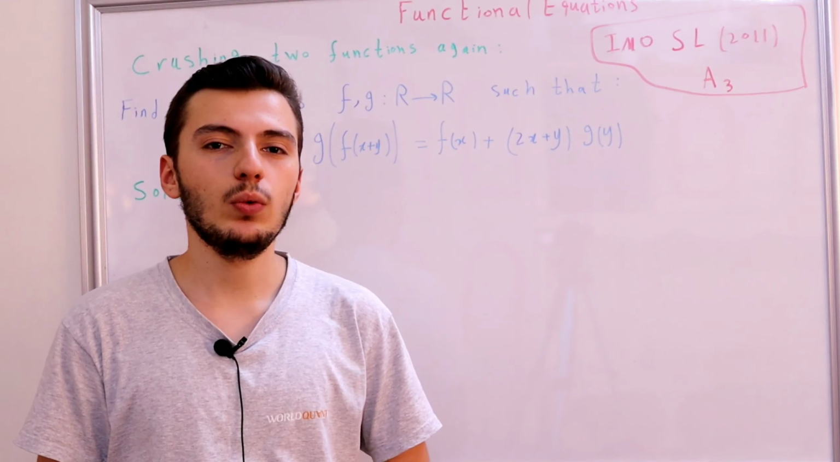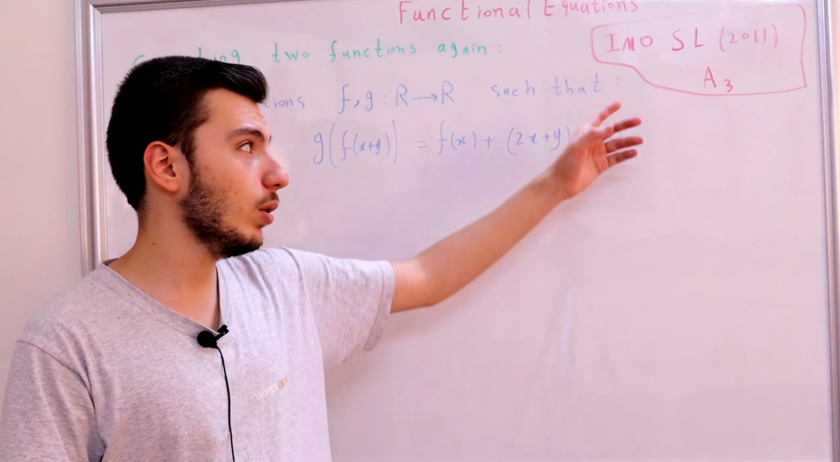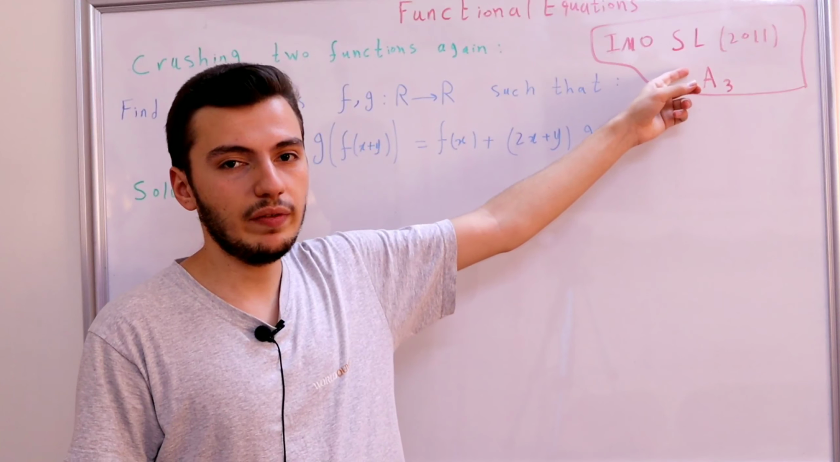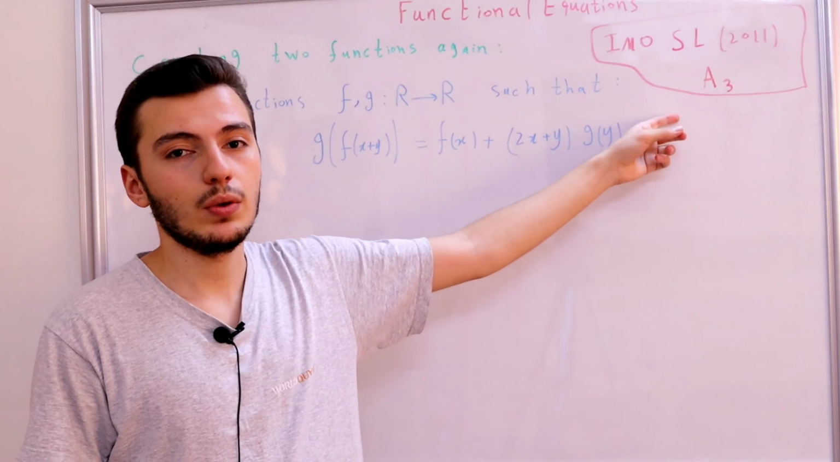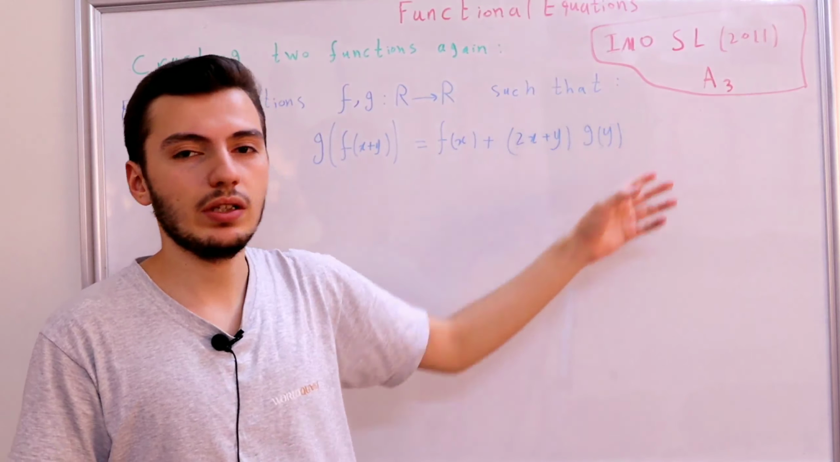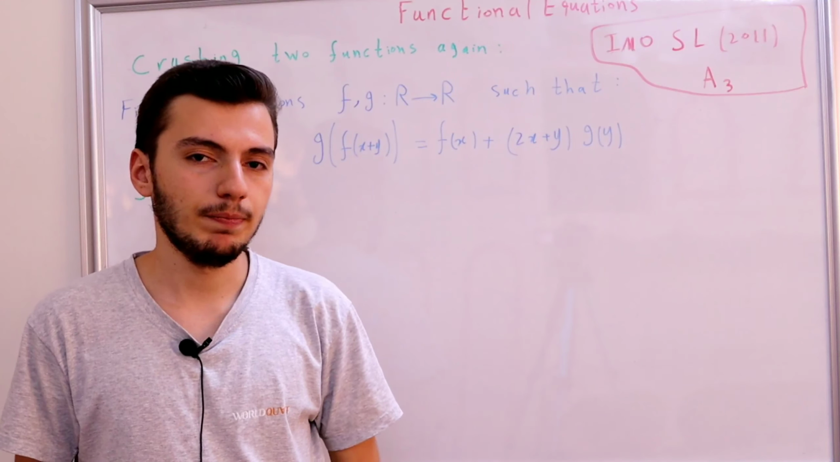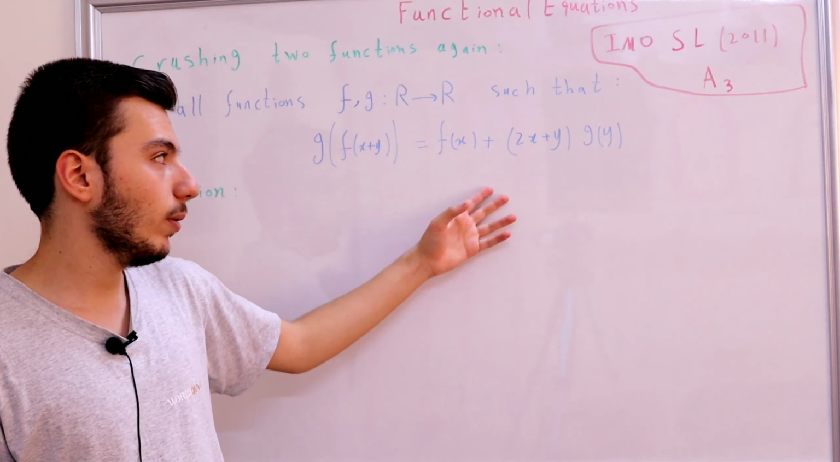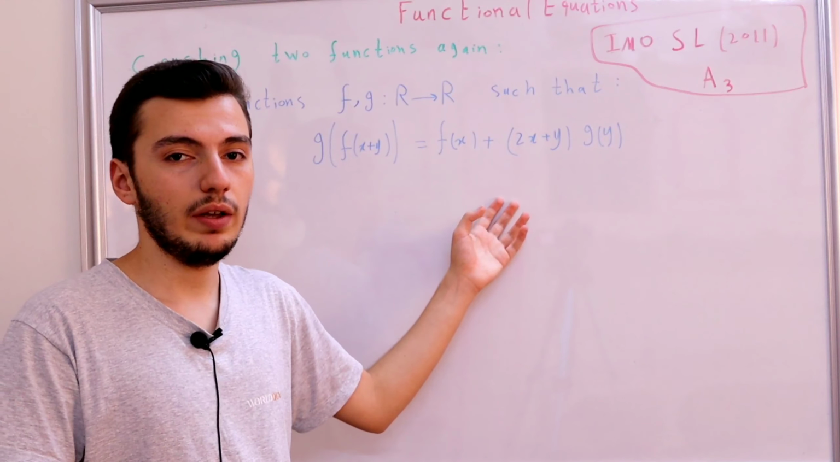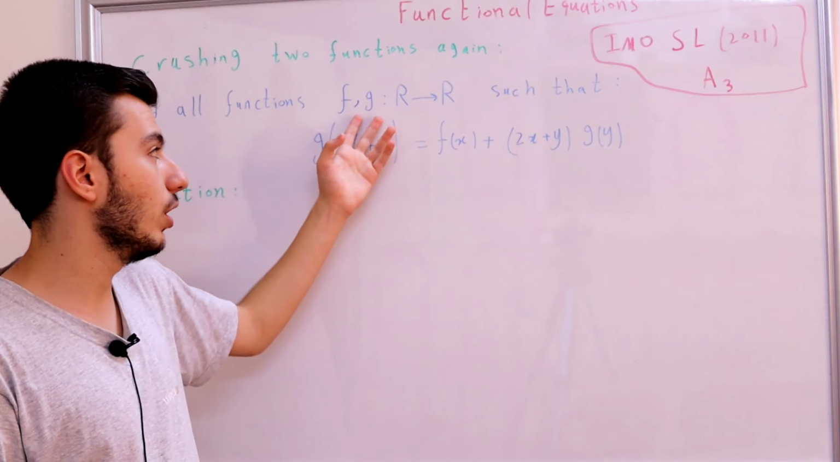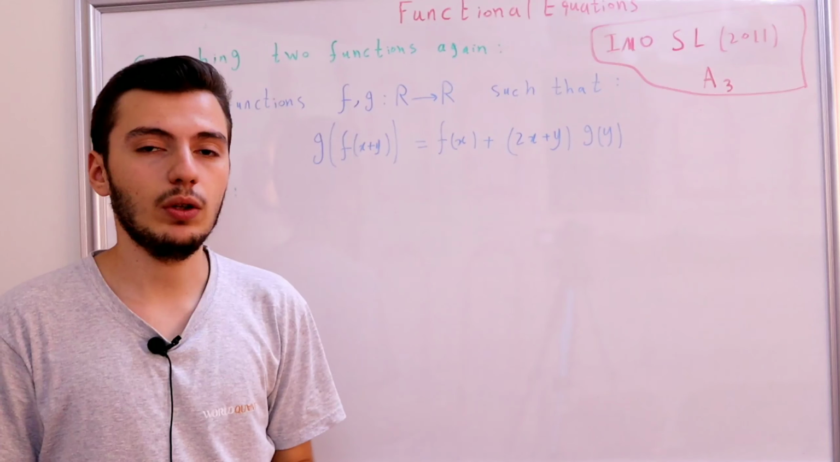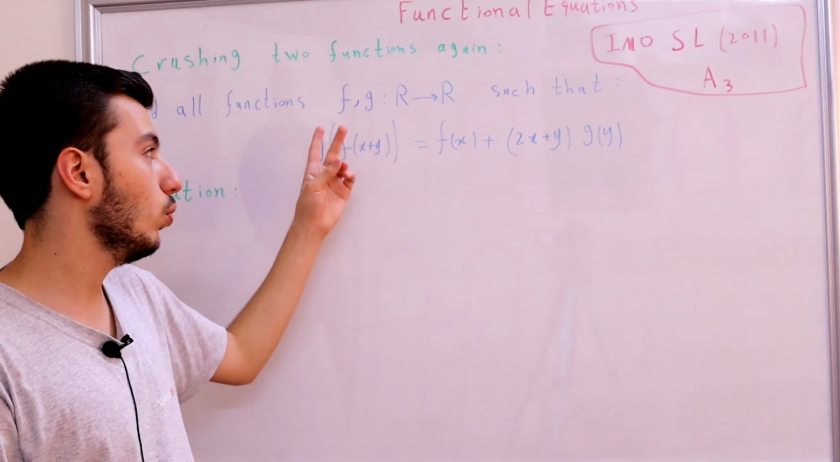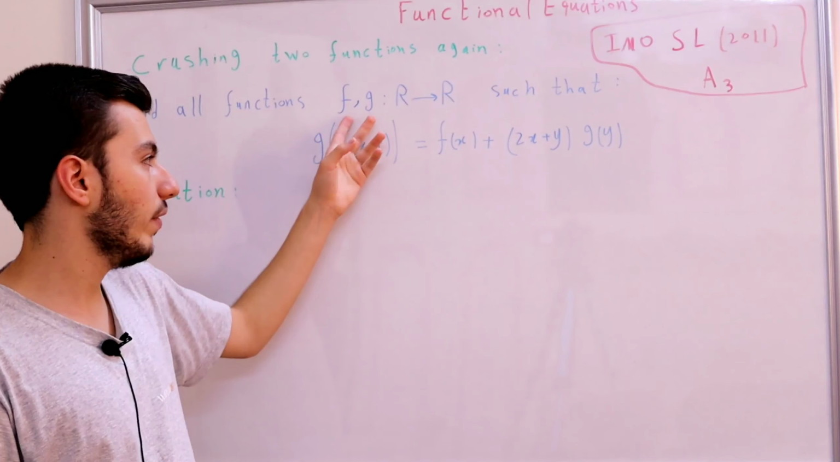So in this video we'll be solving a problem from the IMO shortlist 2011 A3. Because it is A3, it is classified as medium. In this problem we'll be solving a functional equation with two functions f and g. So instead of solving it with one function f, we have two functions f and g.